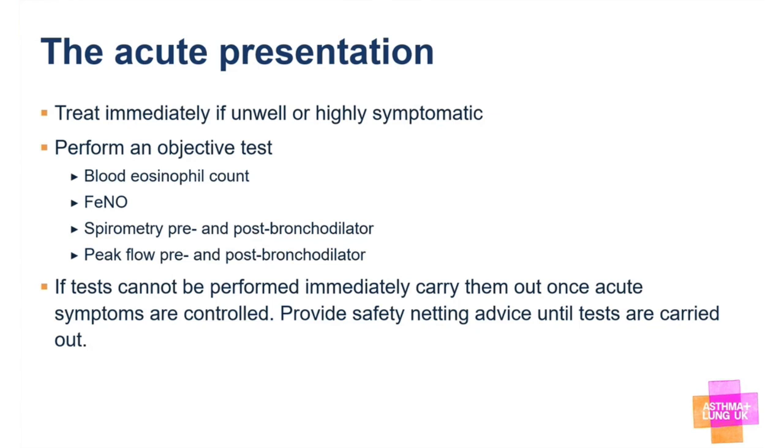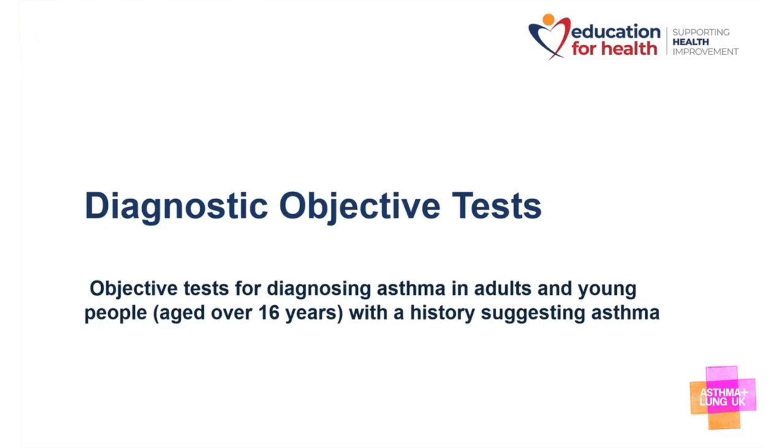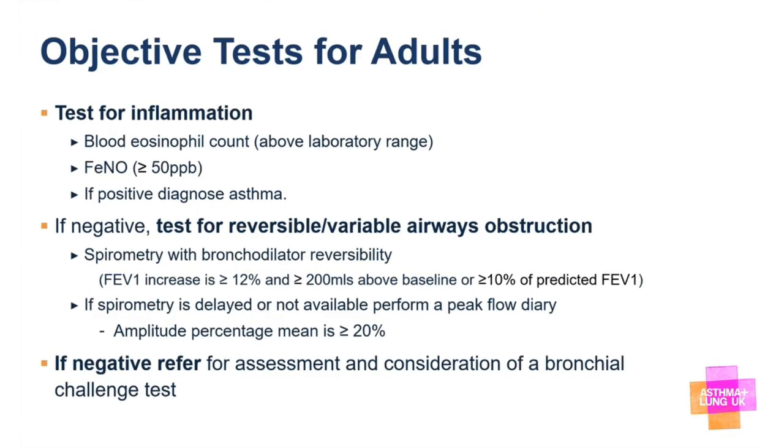If for whatever reason you've not been able to do the test acutely, then once the person's symptoms are more closely controlled, start the diagnosis pathway. So when you look at adults and children over the age of 16, what it's suggesting we do is start with a test for inflammation. The evidence they used showed that blood eosinophil counts above the local laboratory range, but in practice that's probably above 0.5, and FeNO levels above 50, which is higher than we've previously used for diagnosing asthma, can be used to come up with a diagnosis in someone who's got a very clear history of asthma.